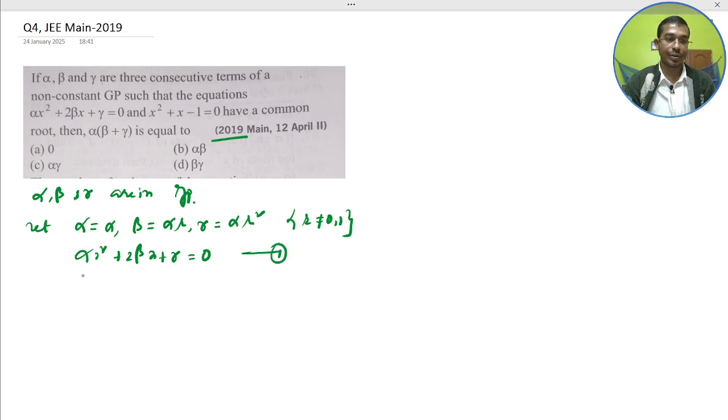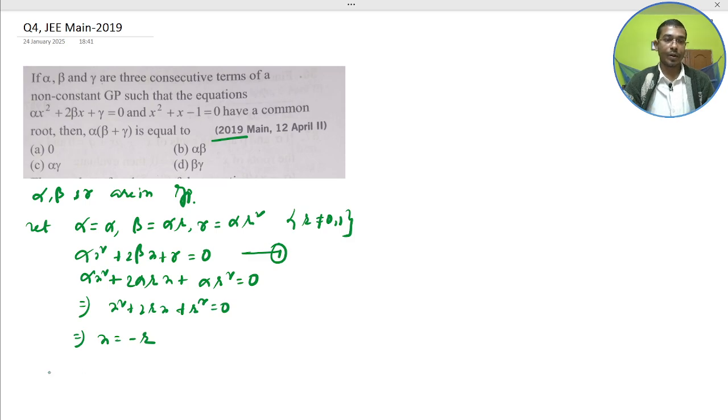Equation number 1. So put this value: alpha x square, beta means 2 alpha r x, plus gamma means alpha r square, equal to 0. That implies x square plus 2 r x plus r square equal to 0. That implies x equal to minus r. So alpha x square plus 2 beta x plus gamma is equal to 0, and x square plus x minus 1 equal to 0 have a common root, that is equal to minus r.